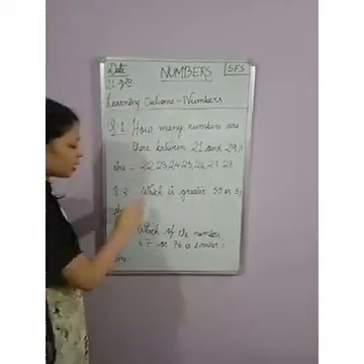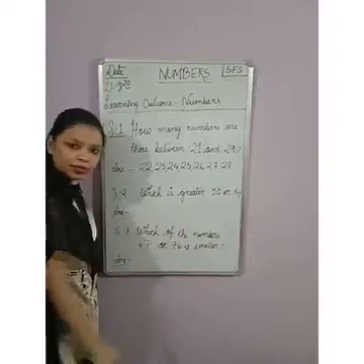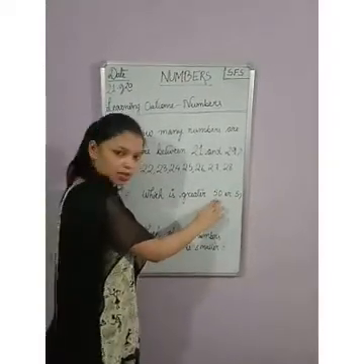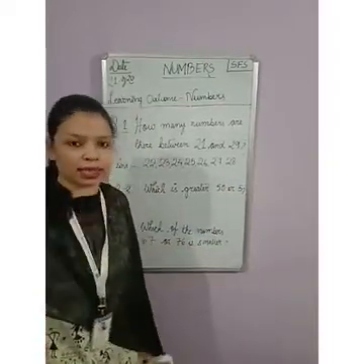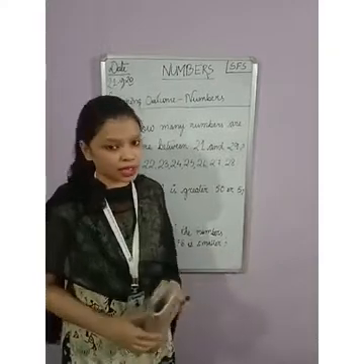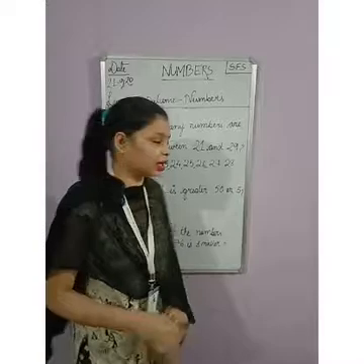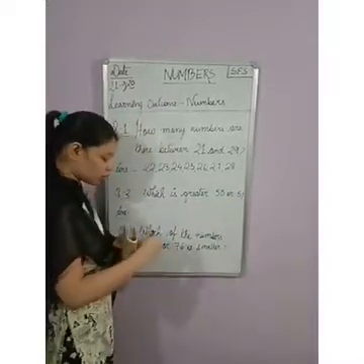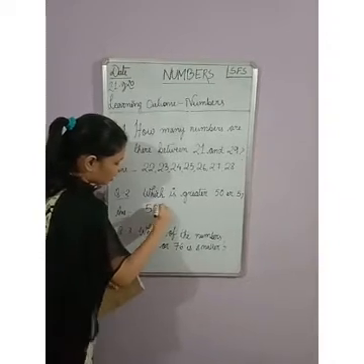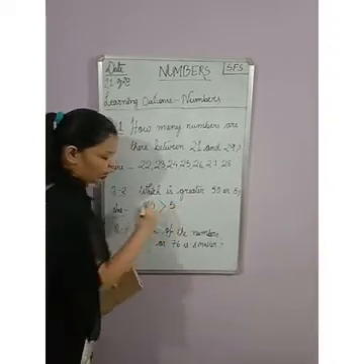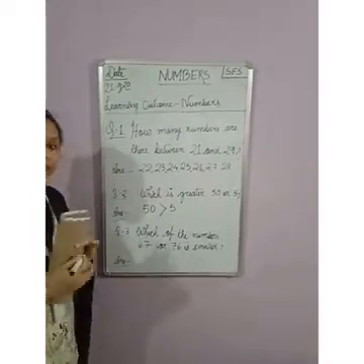The next question is, which is greater, 50 or 5? This is a 2-digit number and that is a 1-digit number. Now we have to compare which is bigger. We know that a 2-digit number is always bigger than a 1-digit number. So which is greater? 50. The number 50 is bigger than 5.